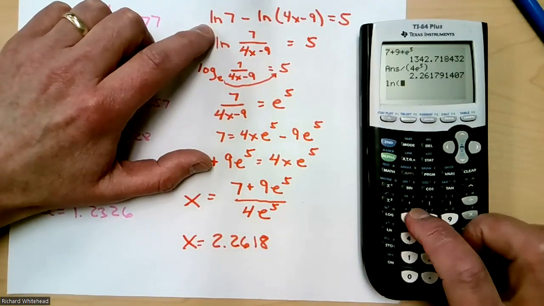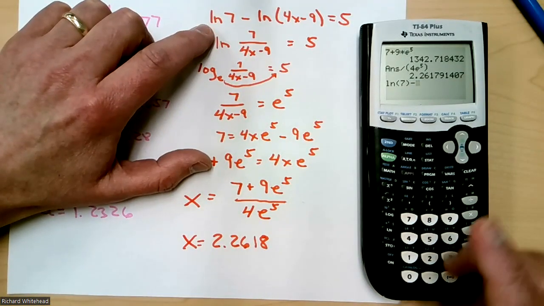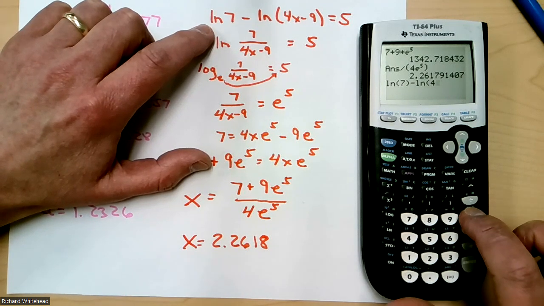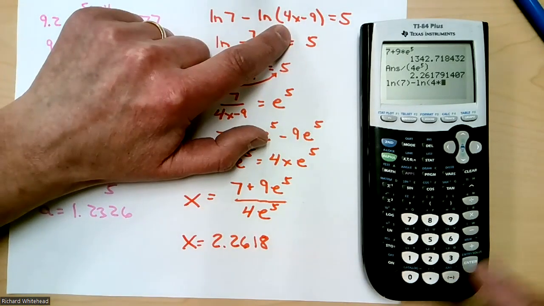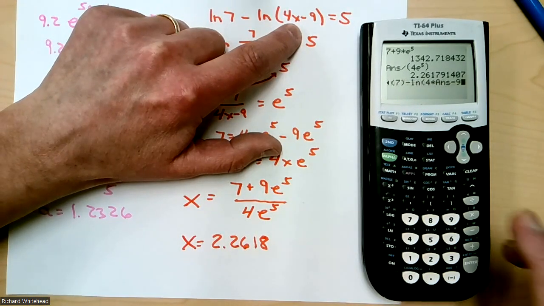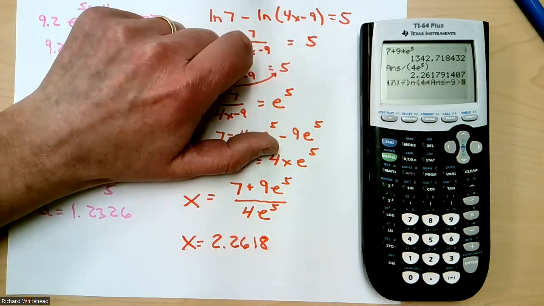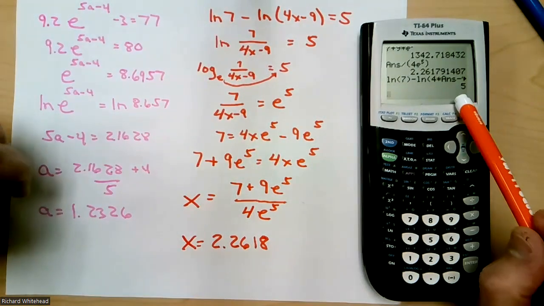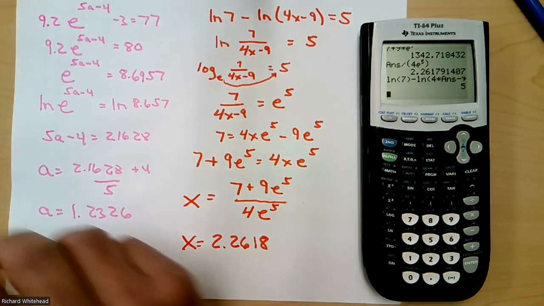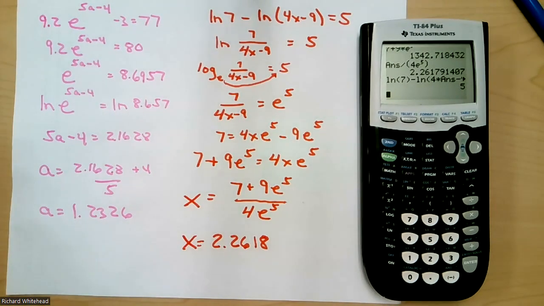So let's check our work. ln 7 minus ln (4 times x, there's my x, so 4 times answer, minus 9), close parentheses, and it's 5. So it checked. All right. So anyway, point being, it's not so bad, is it? This is not so bad.